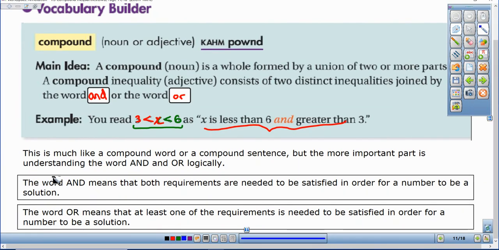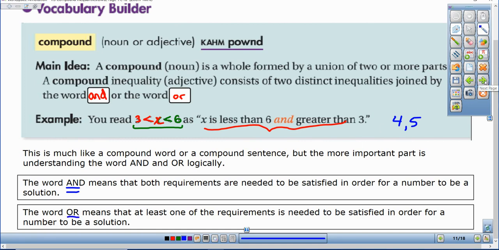One thing we need to remember is that the word "and" means both. So in order to be considered a solution to a compound "and" inequality, the value of x would have to satisfy both of those two parameters, like x is less than 6 and greater than 3. So numbers like 4 would be a solution there. Remember, there are only two integer solutions, 4 and 5, for that scenario, but there are an infinite amount of numbers that would satisfy that compound inequality. The word "or" just means one or the other is necessary in order to be considered a solution.